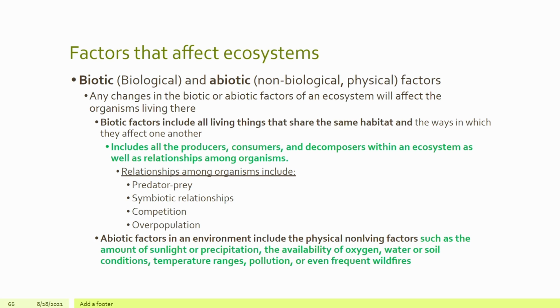So some relationships include predator-prey. Some organisms eat others. Some organisms are eaten by others. Symbiotic relationships, like the rhizobia bacteria in plants. Competition. Animals compete for similar food items. And overpopulation, which can dictate population density. The abiotic factors in an environment include things like the amount of sunlight or amount of rain, how oxygen is cycling through that environment, or how water is cycling. What are the soil conditions? Dry, moist, a mixture of organic, decaying, and living matter? What are the temperature ranges, pollution, or even are there frequent wildfires?